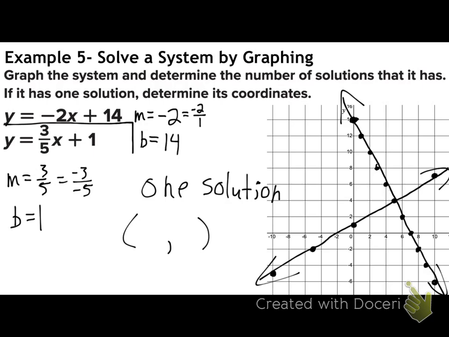2, 4, 5, comma, 4. 4, 2, 1. Everyone okay with how we got that?